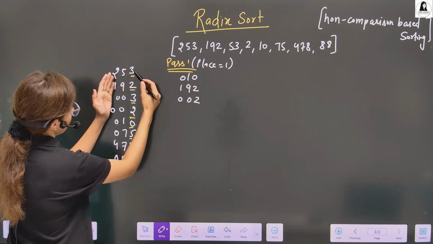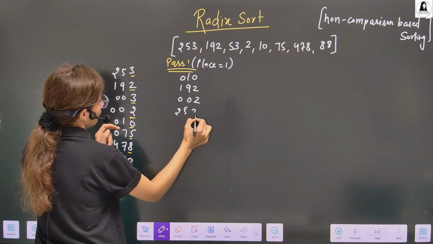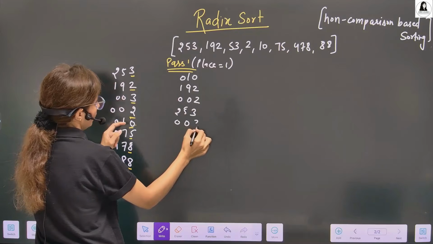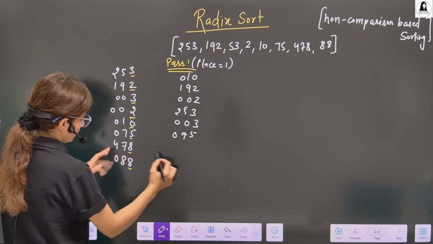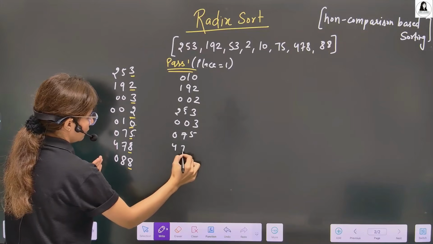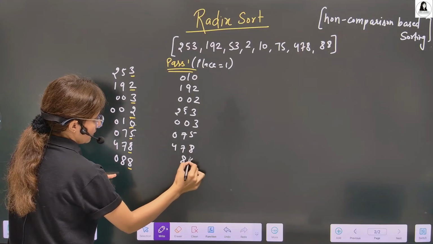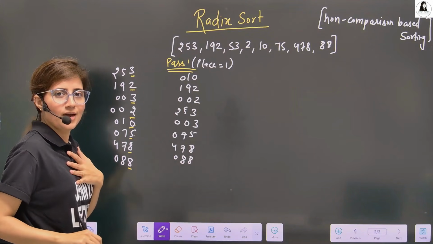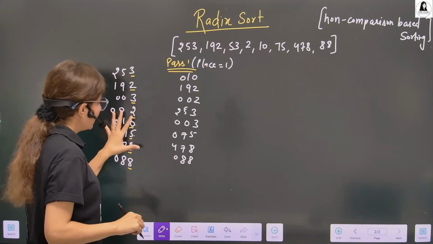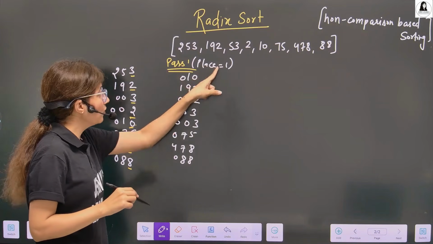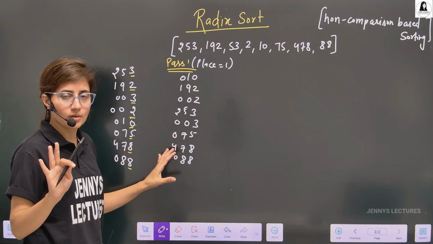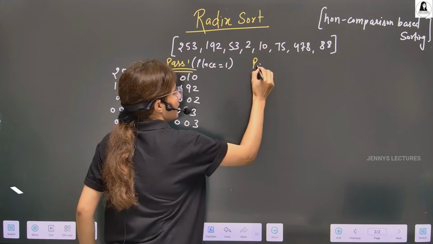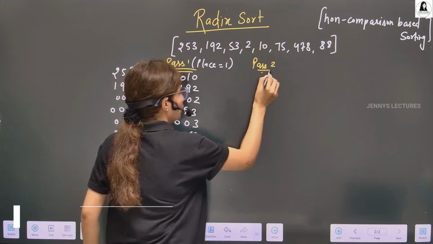Now we have 3 and 3. So 253 and then 3 only. Then we have this 75. Then we have 8 and 8, so 478 first and 88 after that. Now we have sorted these numbers based only on the digit at the ones place. This is not complete sorting. In the next pass, I'll show you how we sort this.